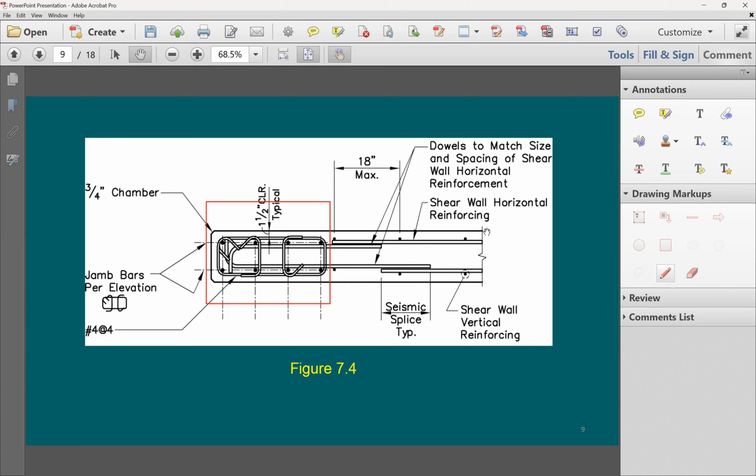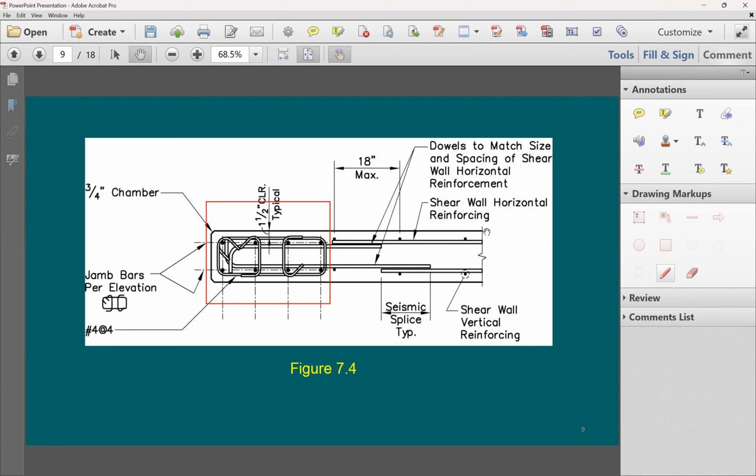We discussed here the limits by code for shear walls. We say rho minimum in the vertical and horizontal directions, in both directions, is going to be 0.0025. And this is specific to shear walls. For gravity walls, it is going to be a little bit less. So for shear walls, you have a higher minimum reinforcement ratio needed.